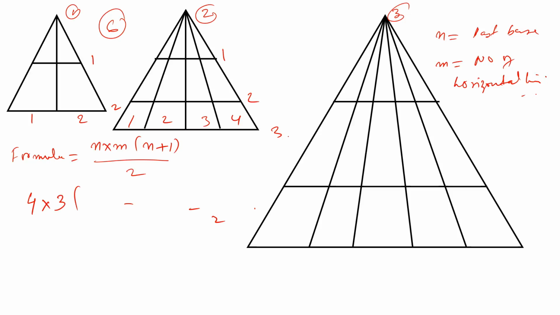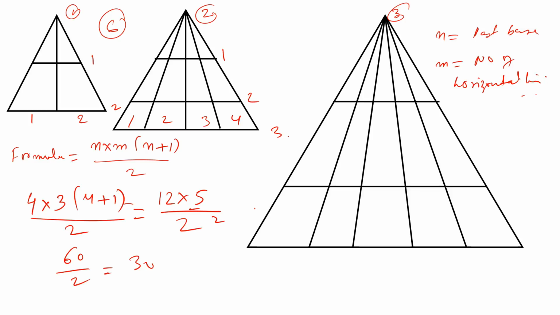This is our formula: n equal to 4, plus 1, divided by 2. 4 multiplied by 3 equal to 12, times 4 plus 1 equal to 5, divided by 2. 12 multiplied by 5 equal to 60, divided by 2, which is equal to 30. So in figure number 2, we have 30 triangles.